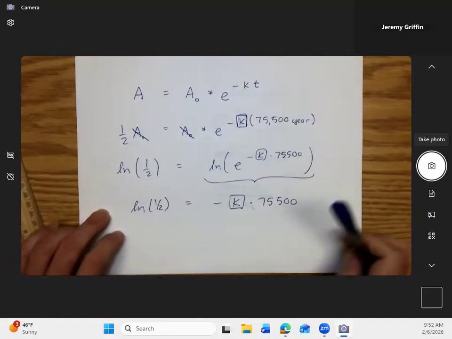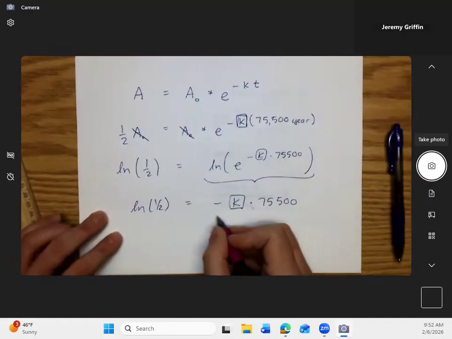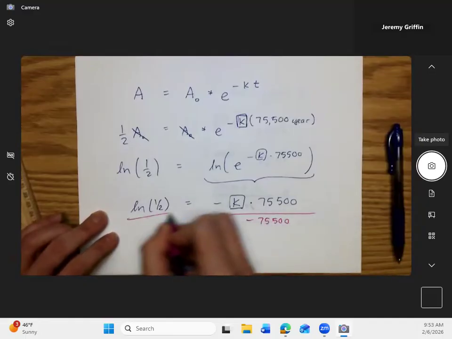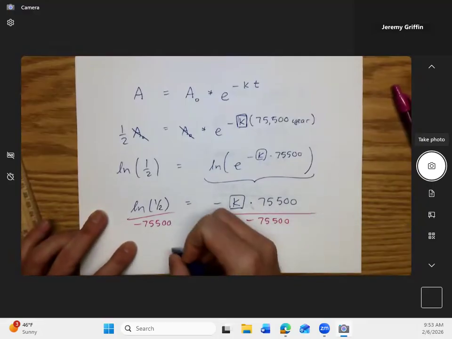And then all you have to do is divide both sides by -75,000. Right? Okay.